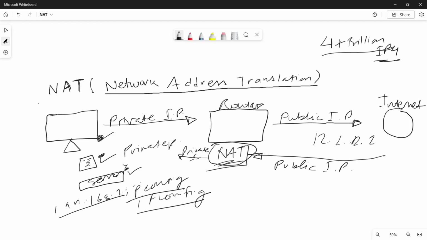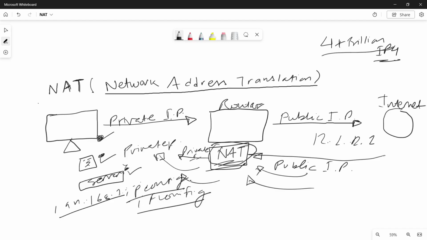So that was the whole point of NAT. It converts your private IP into a public IP, or the public IP into the private IP, so that there won't be any discrepancy between them.